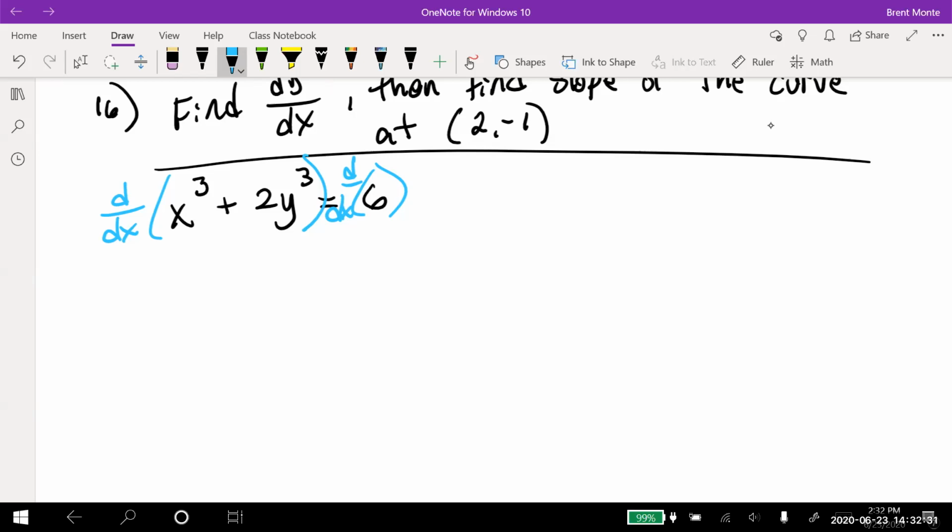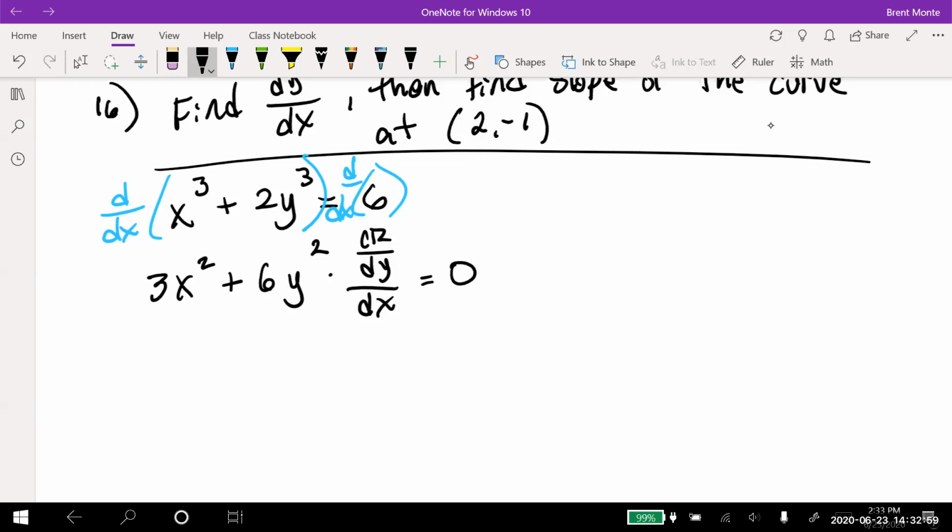So I can see what the original problem was. And then I can see, oh, I added the derivative with respect to x to both sides. So again, when I take the derivative of x cubed, it's just the way it always is, 3x squared, plus, but when I take the derivative of y cubed, 6y squared times, from the chain rule, the derivative of whatever that y is. Well, that's dy/dx, because I don't know what the derivative of y is, but it's dy/dx. Again, equals 0.